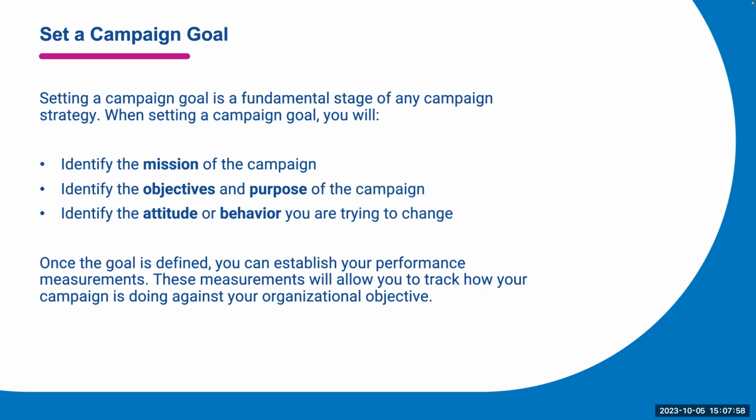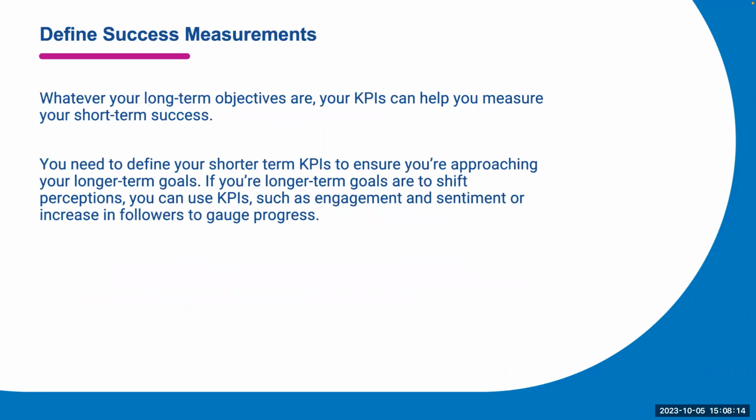And the measurements allow you to track how your campaign is doing throughout your start date and end date, which lets you figure out, okay, is there anything we need to adjust as we go? And thus I kind of jumped ahead, but whatever your long-term goals and objectives are, KPIs, which are key performance indicators, basically engagements, whether that's likes, comments, shares, reach, how many people your posts are getting to, or followers, et cetera.